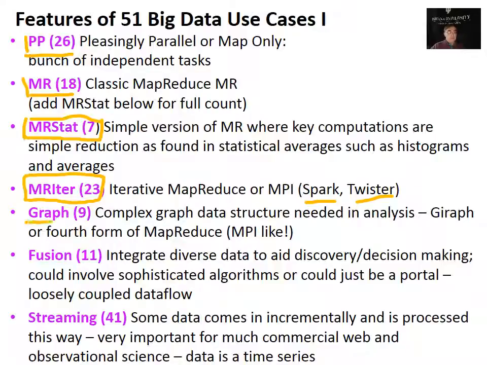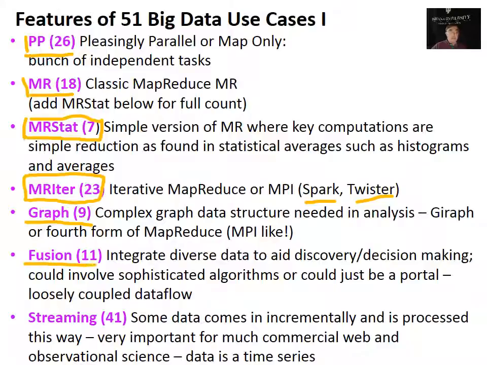Graph processing is important, and we found 9 of them. So this, by the way, is the number out of 51. So we have 9 graph, 23 iterative MapReduce, 7 statistics MapReduce, 18 ordinary MapReduce, 26 pleasingly parallel. So we have 9 graph problems, so that's non-trivial, where the entities in the problem are linked together in a graph, like the nodes of the deep learning network or the nodes of the RDF graph.